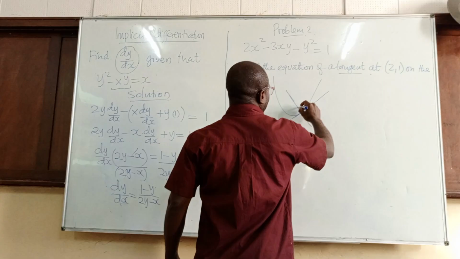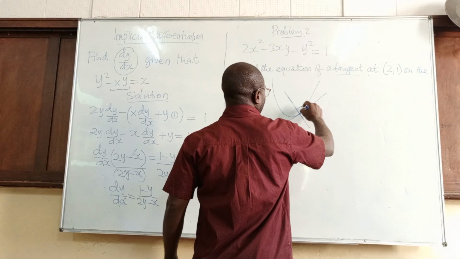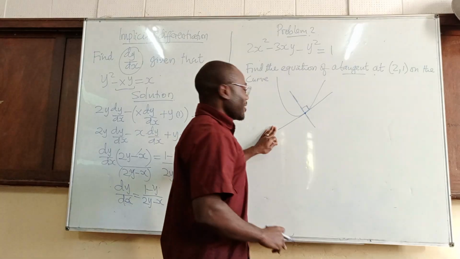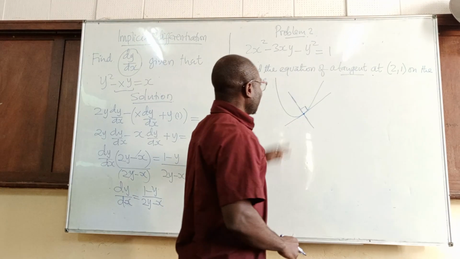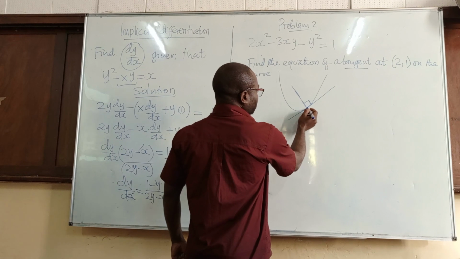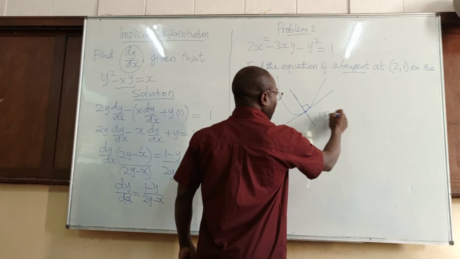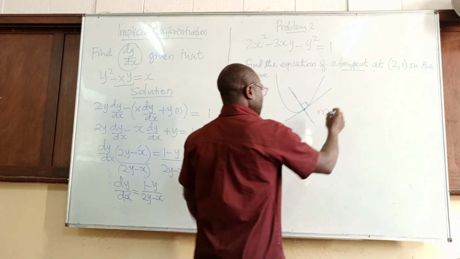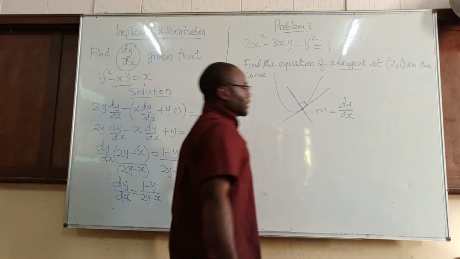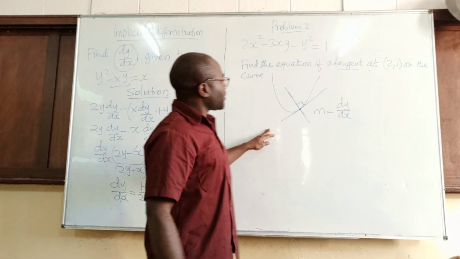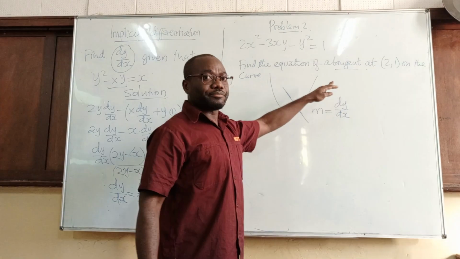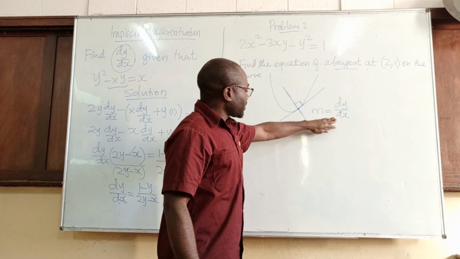Normally, I don't worry about this other line. I was almost tempted to talk about the normal and the tangent, but the normal I'll talk about in the next video. For now, I'll talk about the tangent. So here is how it works. This M is the gradient of the tangent, which is given by dy over dx. So it is the gradient of the curve at this point, which is given by that line. This is our focus.